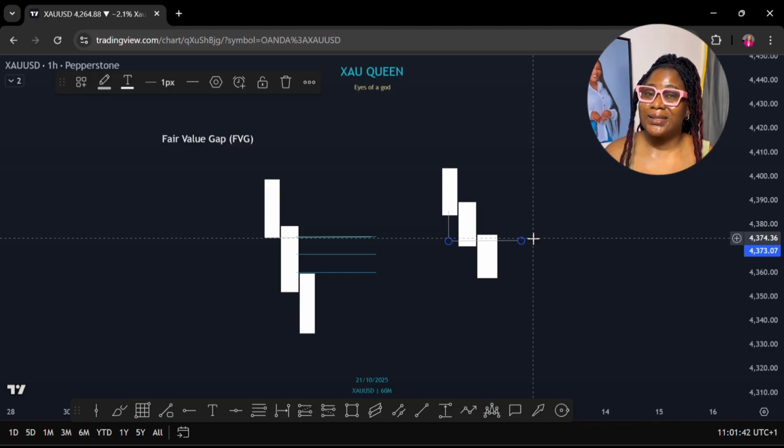Price does two things in the market, which is seeking liquidity and rebalancing imbalances, which is fair value gap. You can call it fair value gap or imbalance. Everything else, structure, entries, patterns, they are all ways of just showing those two movements. When you start reading price from that perspective, the noise fades and the intent becomes clear.